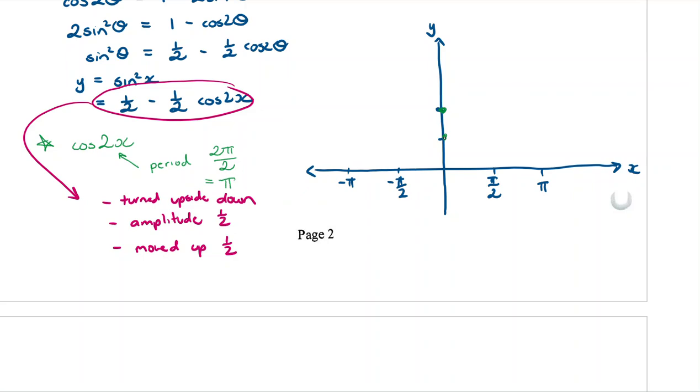Then I need to turn it upside down. So I'm going to go down to negative a half. So I'm reflecting it, negative a half down here. And then I have to move it up half, which brings me back to the origin.